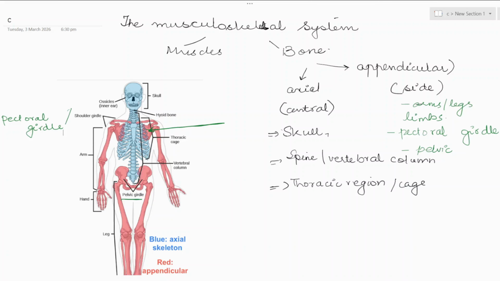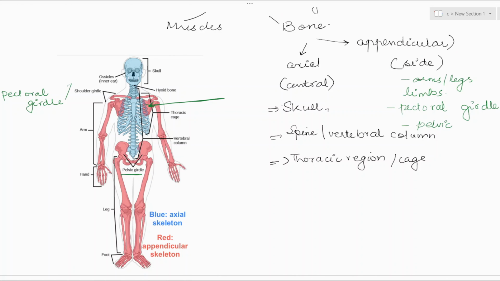Now, this is the general thing. If you want to go into detail, I can explain the whole thing. Let's say we have a skull, a thoracic cage, and a vertebral column. These three are the axial one. Then we have the shoulder girdle, the upper limbs, the lower limbs, and the pelvic girdle. Would you be able to remember these? No? Then what could be done?